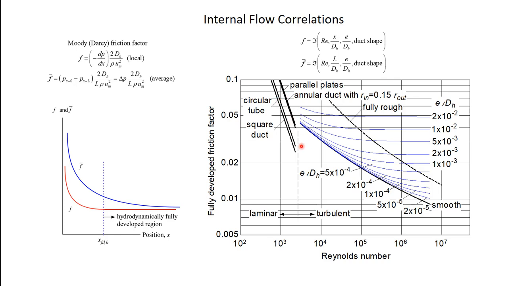On the other hand, if you go over here to the left, where you're in turbulent flow, apparently what matters is the relative roughness. These different lines are different relative roughness. And what doesn't matter is the duct shape. You're not seeing any different lines here depending on whether or not the duct is a circular duct or a square duct or anything like that. So the dependence is totally different depending on whether you're a laminar flow or a turbulent flow.